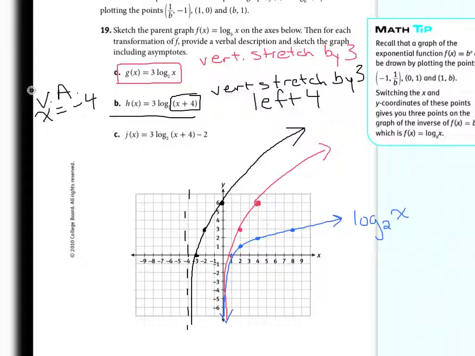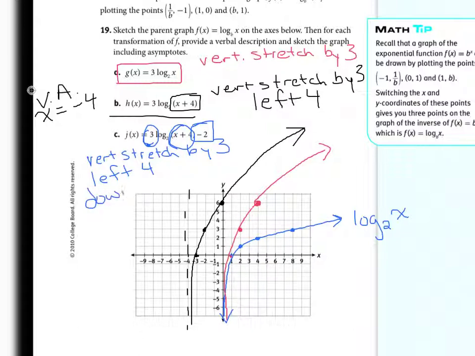Now the last one, we have the stretch, we have the movement left, so we're going to have the vertical stretch, which we've already shown on our graph. We have left 4, and the minus 2 at the end. That's going to move all our points down 2.